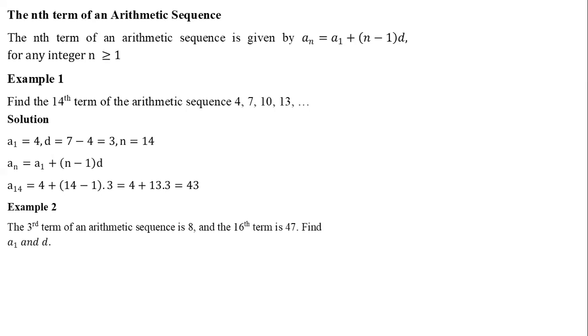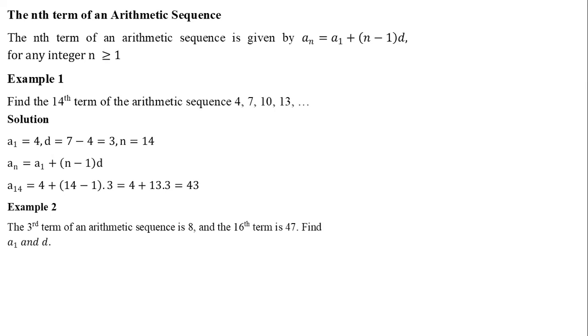We are told that the third term of the sequence is 8. Now, for me to get the third term, what is my n? The number of terms is 3. Is that not so? Yes, my n is 3. Then if I substitute 3 into this formula, I'm going to have A3 equals A1 plus 2D. Is that not so? Equals 8. Are you with me? Yes, sir. The third term of the sequence will be what? A1 plus 2D equals 8.